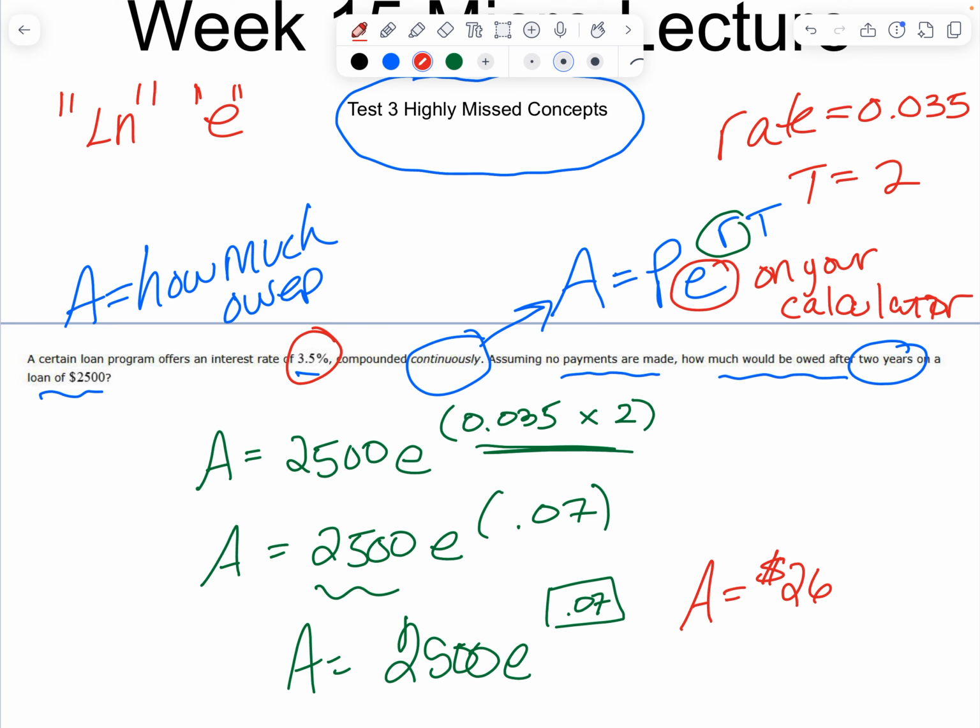So 2681 point, now I'm getting 270. So I'm going to stop at 27 cents. So if you didn't make any payments after 2 years, if you borrowed 2,500, you would owe $2,681.27.